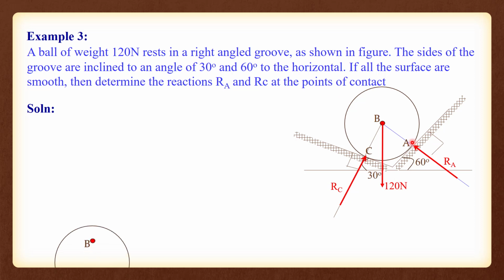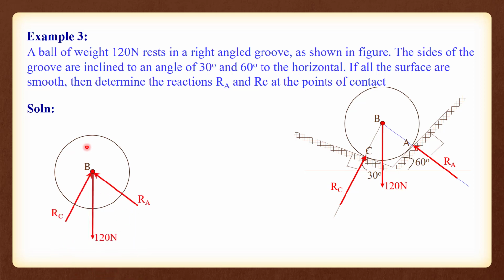So I will draw the free body diagram now. First draw the body. You mark all the active and reactive forces. So 120 Newton is the active force, and RA and RC are the reactive forces. Now in this system, we are going to solve the problem using the method of resolution and the equilibrium conditions. For that, we'll draw the x and y axis passing through the point B.